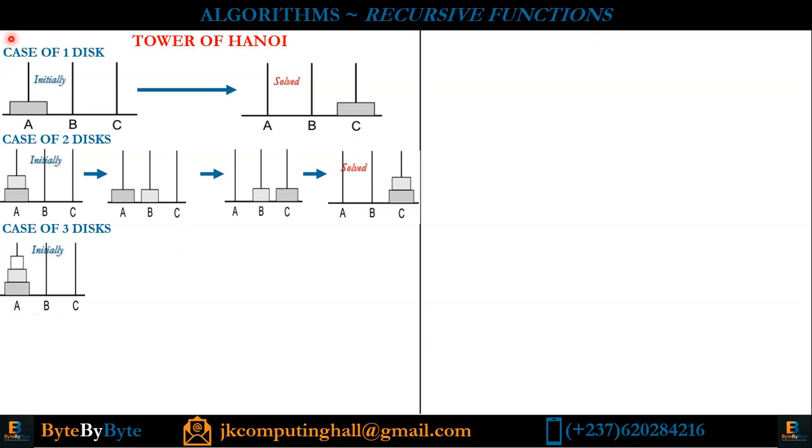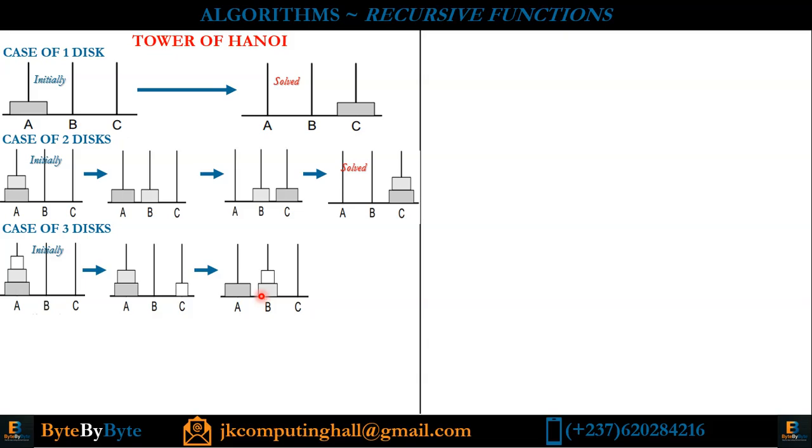So what do we have? We move the n minus 1 disk from A to B. So the first thing, as you can see, I take the smallest one and I put it on C. Then I take this and I put it on B. And I take this and I put it back, as you can see. So this is what we have.